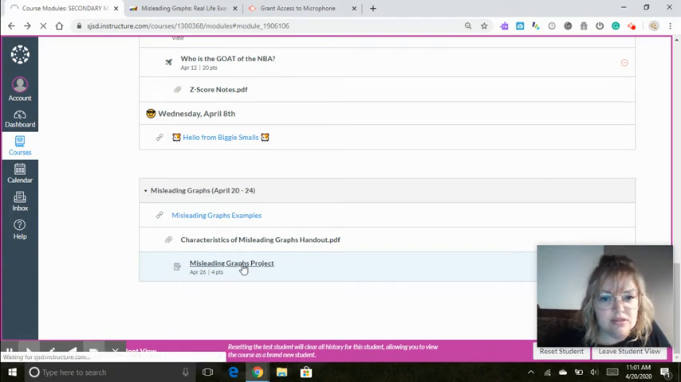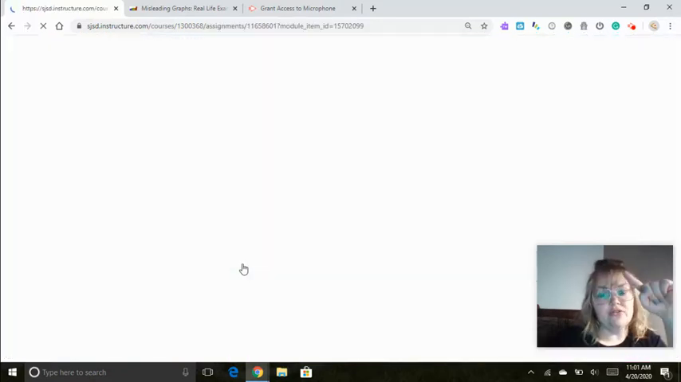Goodness gracious. Okay, so for your project, you need to do one of two things. One, you find a misleading graph and you make it not misleading. Or the other way around, you find a graph that's great and beautiful and you make it misleading.